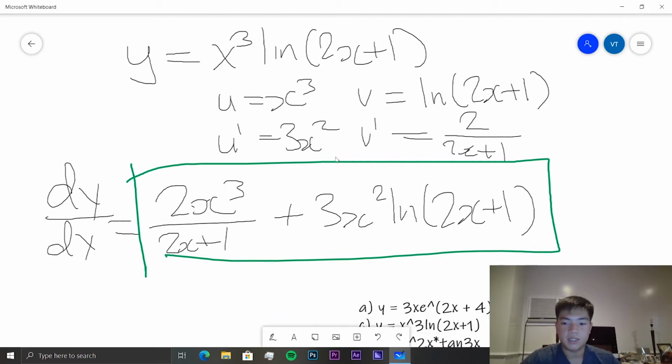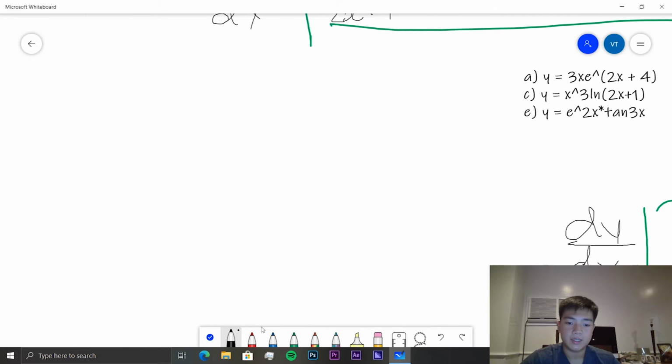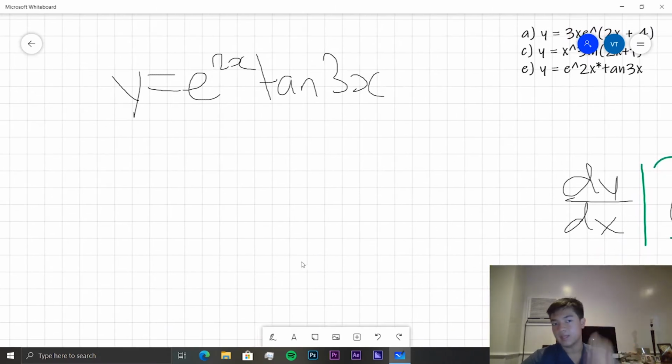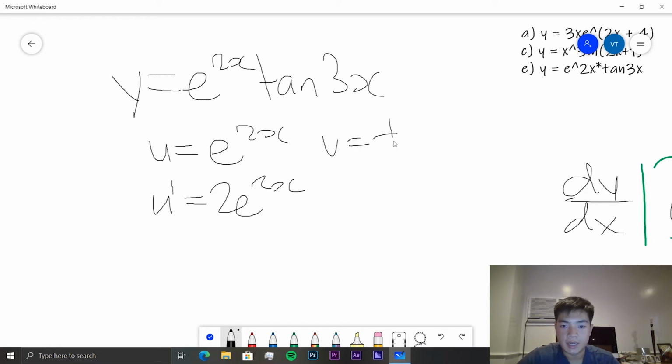And then the final question, we have y is e to the 2x times tangent of 3x. Okay, so if we label u is equal to e to the 2x, then u prime is equal to 2e to the 2x. V is equal to tangent of 3x. And so v prime is equal to 3 secant squared 3x.